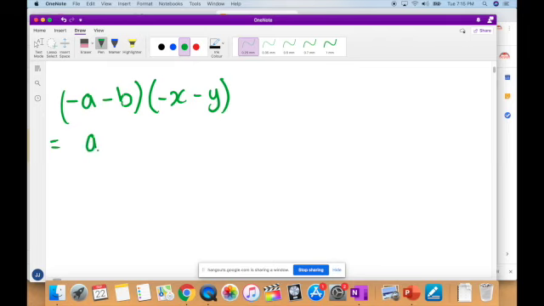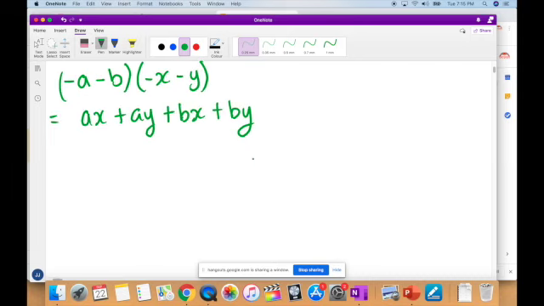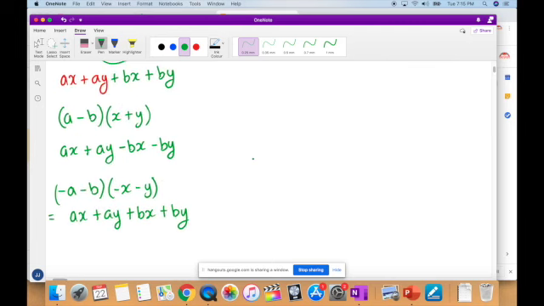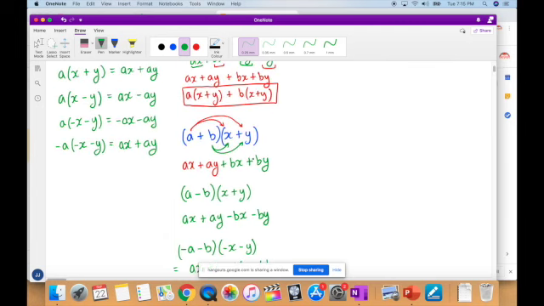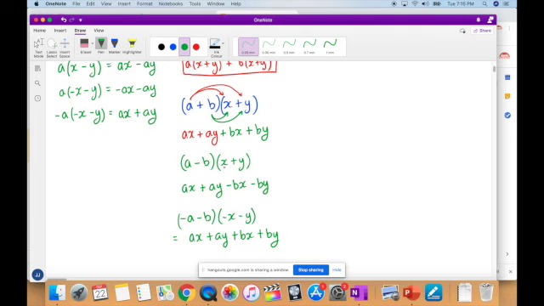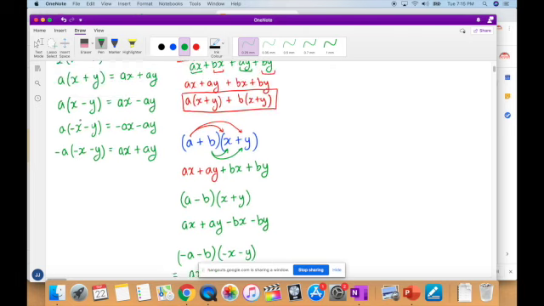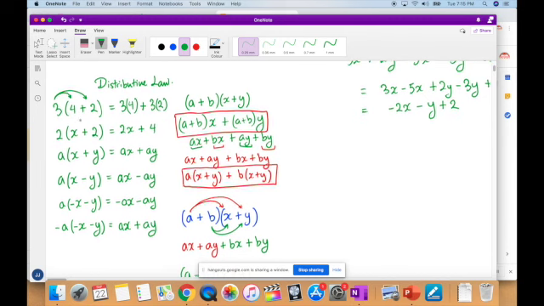AX plus AY plus BX plus BY. Very good. You agree with this, Kosha? Yeah. Alright, nice. So, we have the distributive law here. We have two different versions of the distributive law, where we have two brackets and where we just have one bracket. Nice. Any questions so far on any of this?